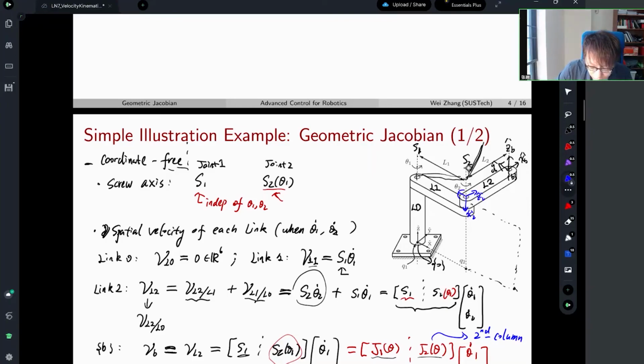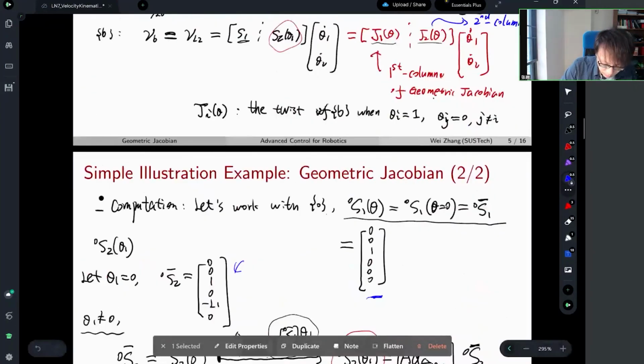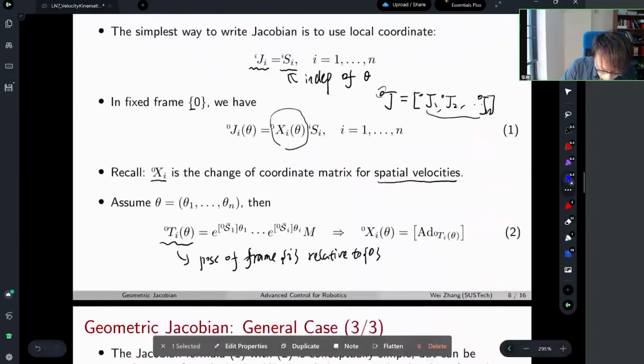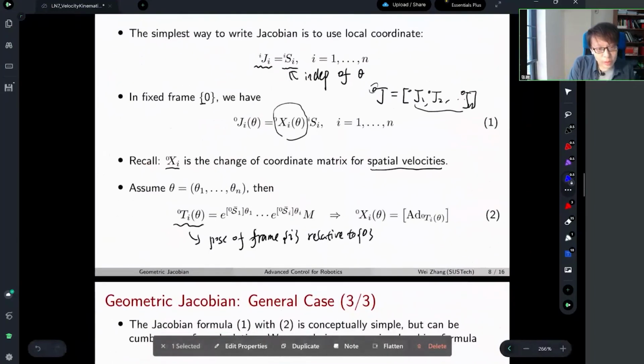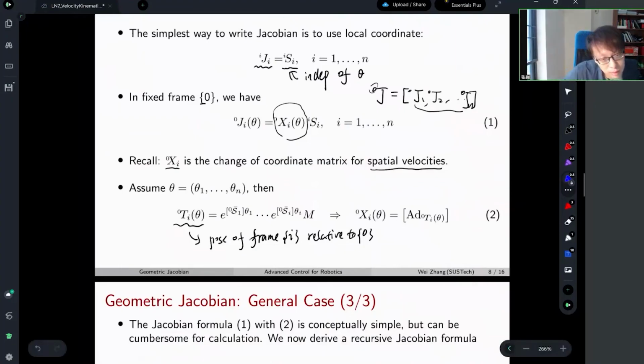And if you want to know S2 in frame 0, then you need to do a change of coordinates from frame 2 to 0. That's basically this T2 of 0 matrix. And T2 of 0 also depends on theta 1. This is a forward kinematic relation, and we already know how to compute it. So in this case, I can do a change of coordinates to move everything to the same coordinate system. That's one way, and conceptually the easiest way for me, if you want to do computation.